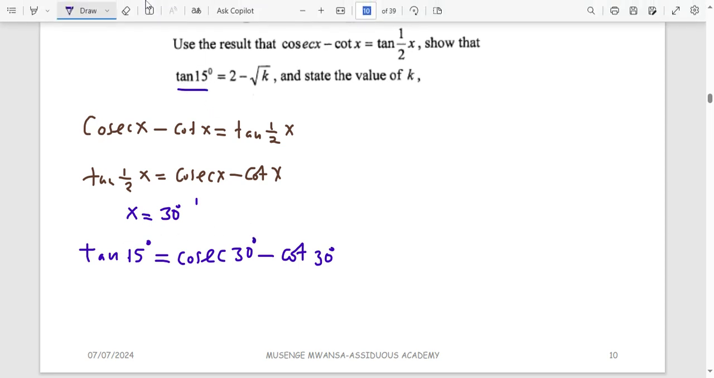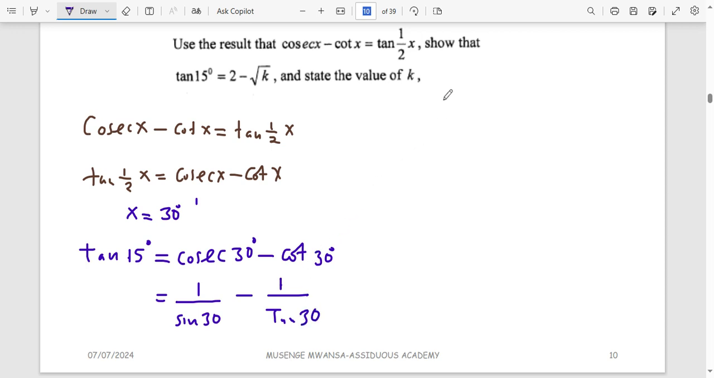So all we do is work out the terms. Now you know that cosec is the reciprocal of sine, so this is 1 over sine 30. And you know that cot is the reciprocal of tan, so this is 1 over tan 30.